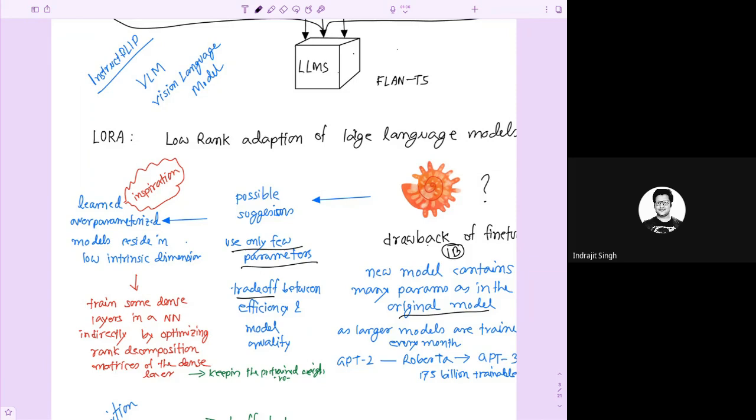If you are doing it with all the parameters, definitely you have to burn that much GPU compute and also time and money, right? And if you are not doing that, probably your model will be more efficient, but you might not get that quality, right? So these are the two things. So for that, again, there is a possible solution that came in, that is learning from the low intrinsic dimension. So they have taken inspiration, this LoRA, low rank adaptation of large language models.